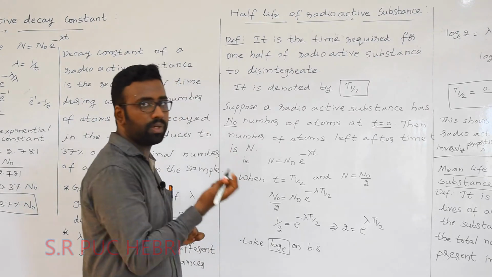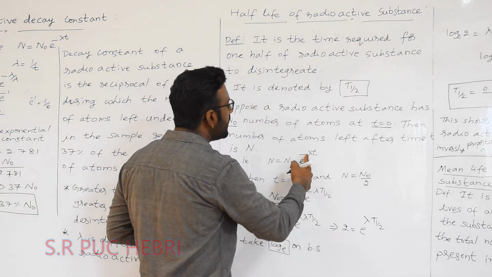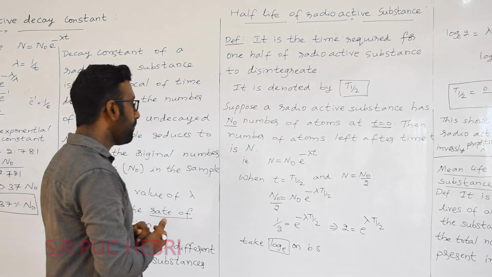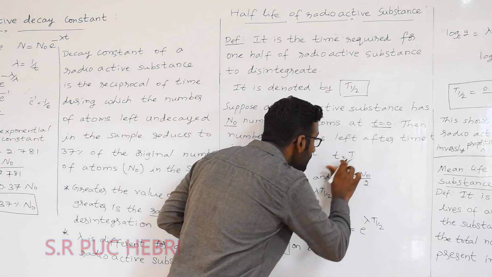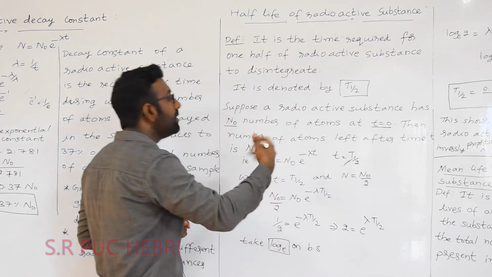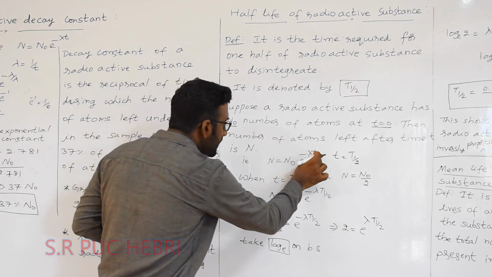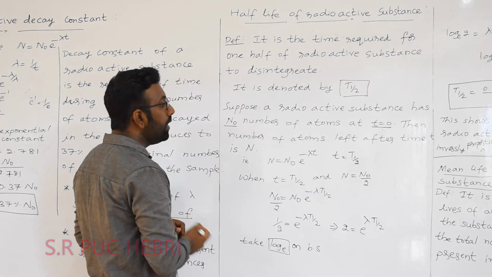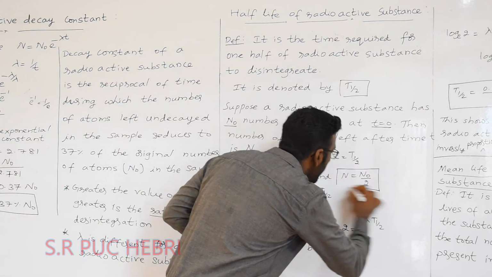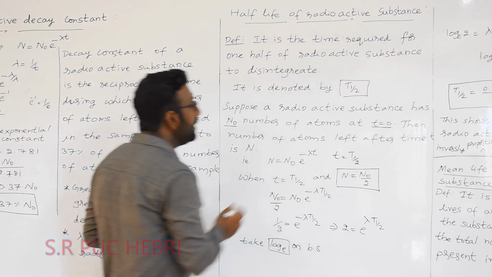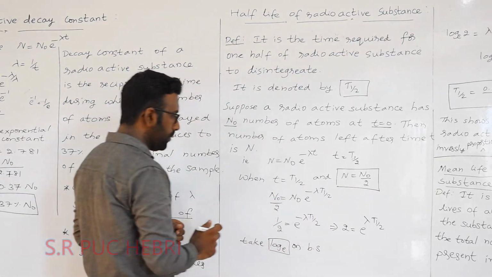Correct, right? From the statement what we have seen there, we can write N is equal to N0 e to the power minus lambda t. Now what is the time actually? This time t is nothing but the time required for the disintegration of half. So I'll take this t equal to t half, and when t becomes t half, the number of atoms reduces to half of the initial value. Then I'll take N is equal to N0 divided by 2.